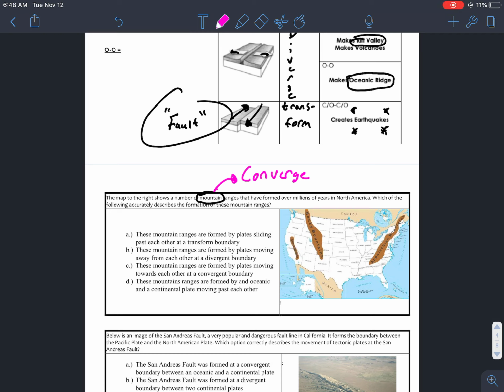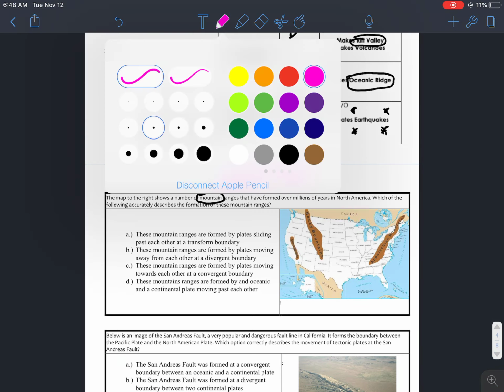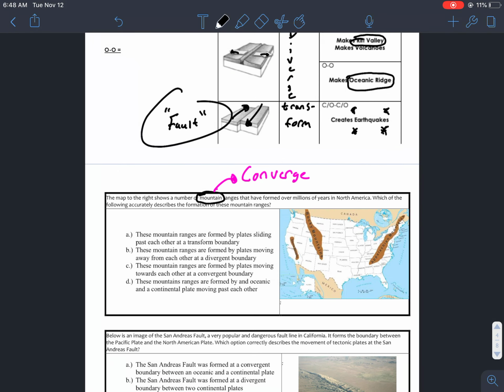The map to the right shows a number of mountain ranges that have formed over millions of years in North America. Which of the following accurately describes the formation of these mountain ranges? Now all we're looking for, y'all, is trying to find convergent because we know it's our answer. A says mountain ranges are formed by plates sliding past each other at a transform. No way. B, these mountain ranges are formed by plates moving away from each other at a divergent. Nope, I'm looking for convergent. C, these mountain ranges are formed by plates moving towards each other at a convergent boundary. Sounds good. Let's check D. These mountain ranges are formed by an oceanic and a continental plate moving past each other. Remember, past means transform. So our answer here is C.